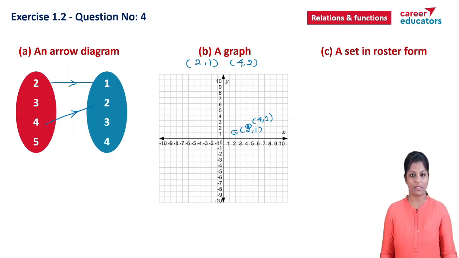Next, we have to represent this relation by set in roster form. To represent this relation by a set in roster form, we have to write all the ordered pairs of relation R.